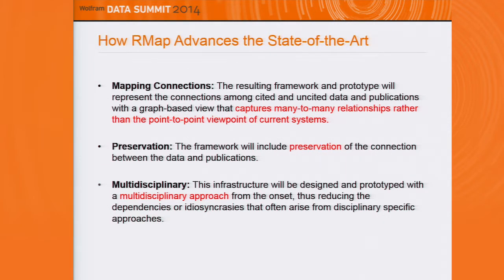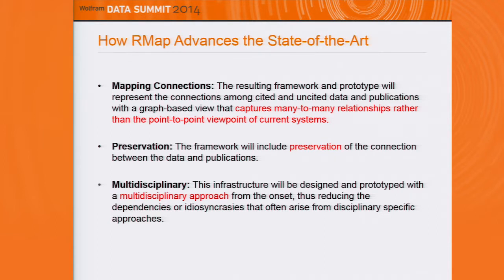RMAP advances the state of the art in certain specific ways. It captures many-to-many relationships. Instead of that bidirectional link that we saw with Archive, the idea is to understand that it's a very broad and very dynamic environment, and there can be data and more data and even more data relating to a certain article.